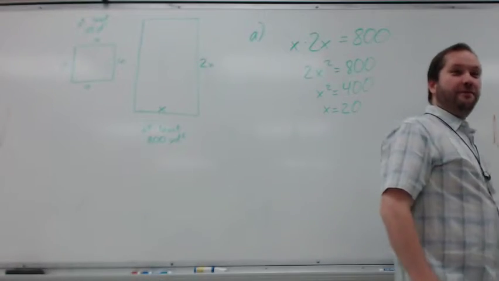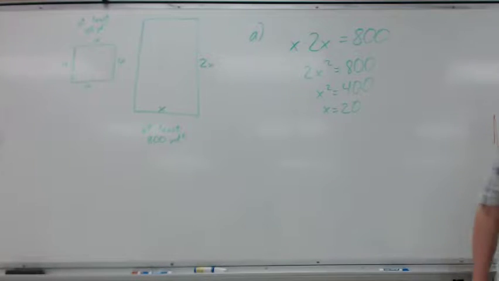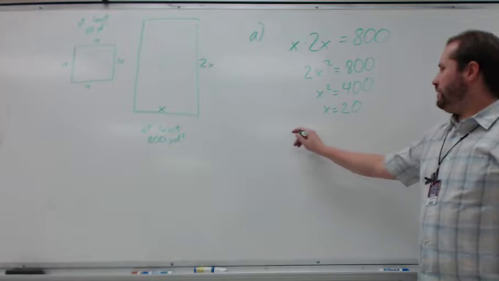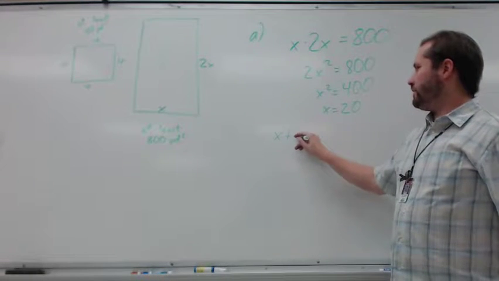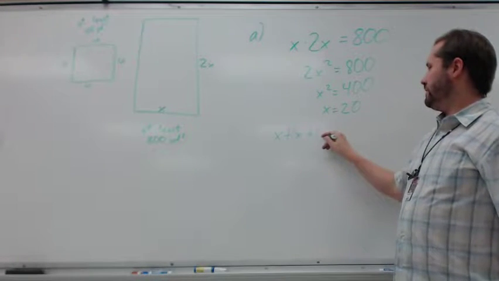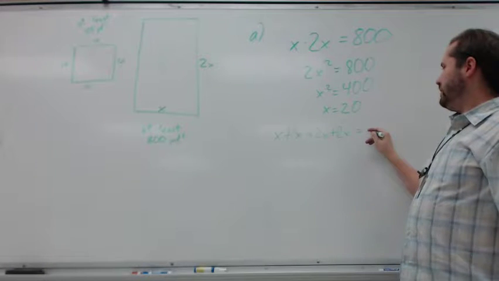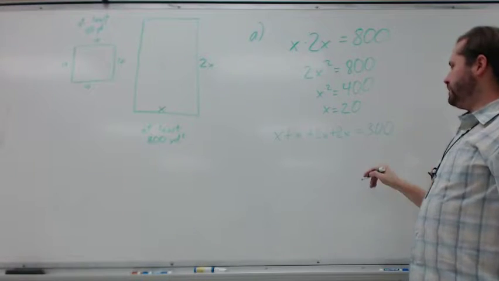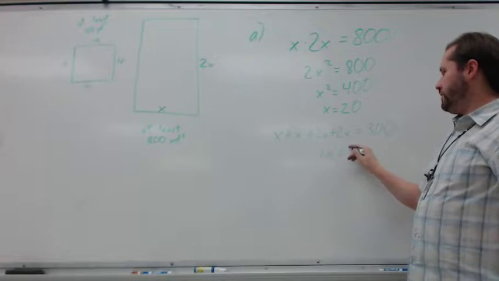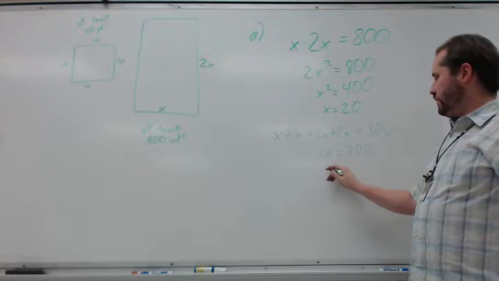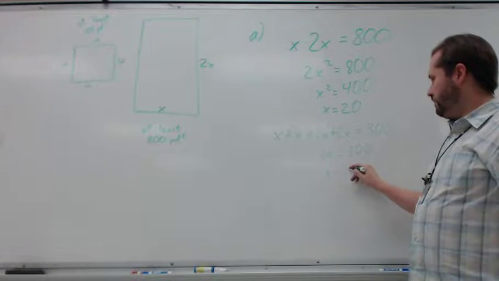50. How'd you get 50? I added up the x's on the rectangle. Good. So, x plus 2x plus 2x has to be that whole 300, which gives us 6x is 300, and then x is 50.